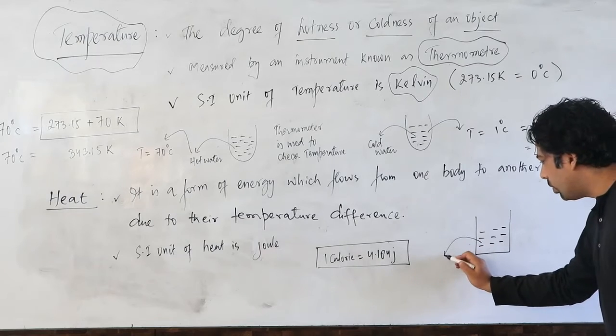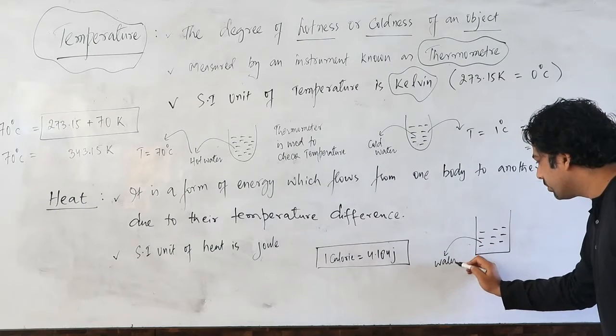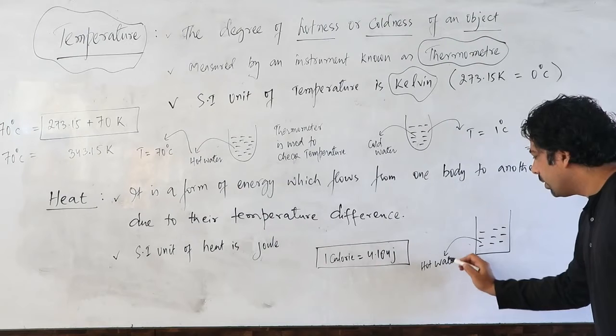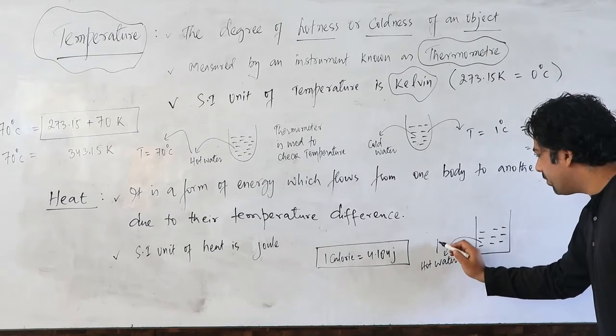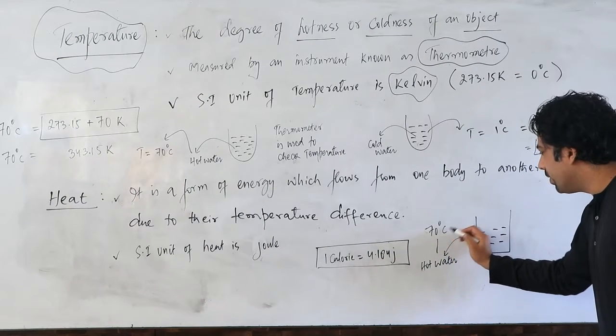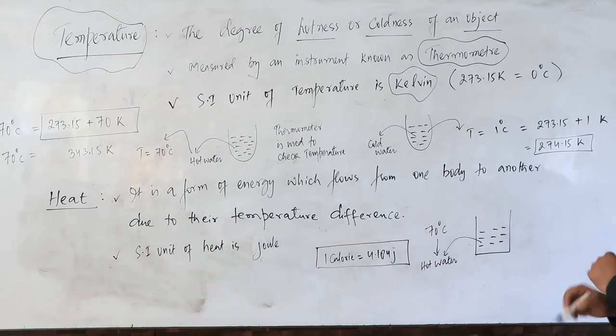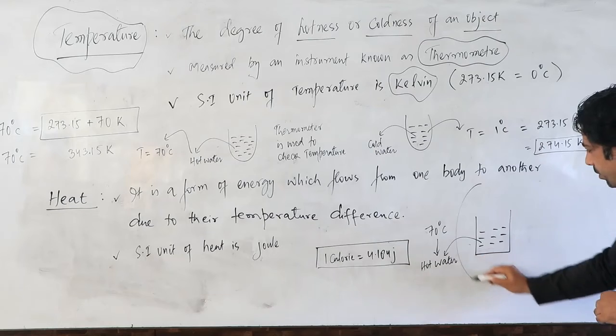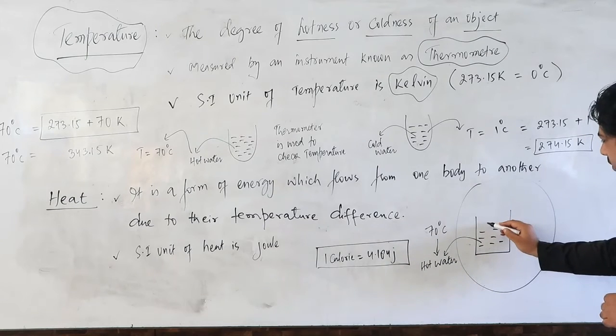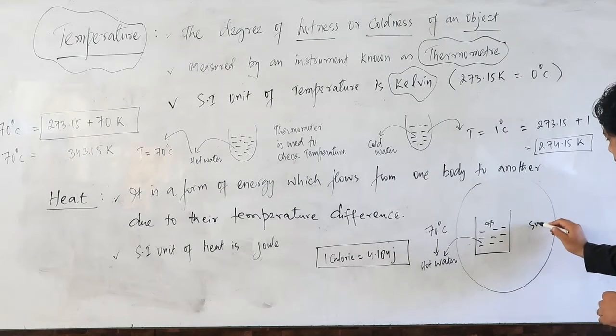Let's suppose this is hot water, and the temperature is, let us suppose, 70 degrees Celsius for this hot water. What I'm going to do is look into the surroundings. What is the temperature? This is our system. Let's look into the surroundings.